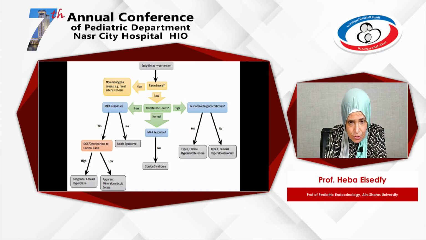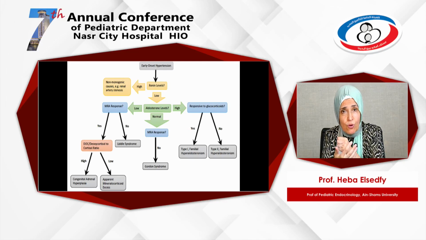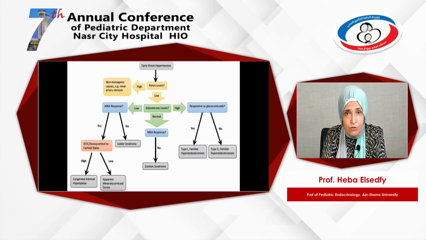Now, if the aldosterone level is low, then we see if it's responsive to blockage of the mineralocorticoid receptor. Usually we block the mineralocorticoid receptor with spironolactone. If it is responsive, then we measure the ratio of the oxycorticosterone or oxycortisol to cortisol level. If it's high, then we are dealing with a case of congenital adrenal hyperplasia, because in congenital adrenal hyperplasia, cortisol production is decreased while the intermediates are increased. If the ratio is low, then we are dealing with apparent mineralocorticoid excess, because in this case, the inhibition of the 11-beta-hydroxysteroid dehydrogenase enzyme will result in excessive retention of cortisol in the body.